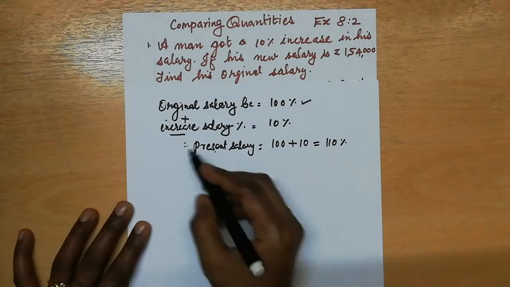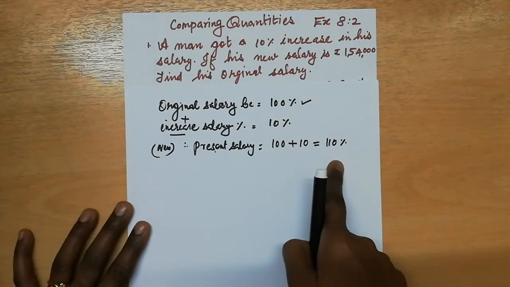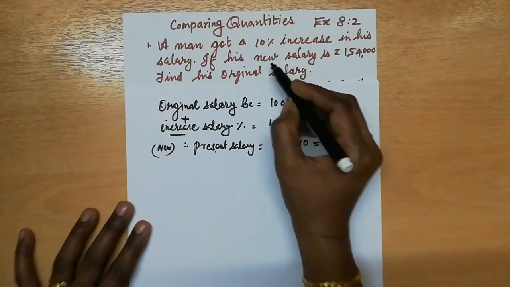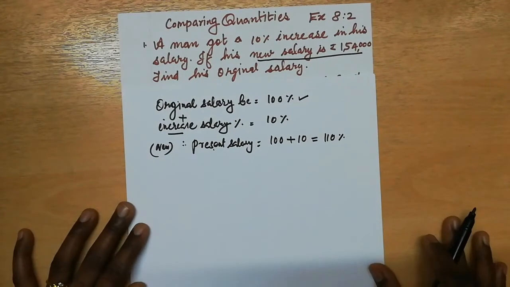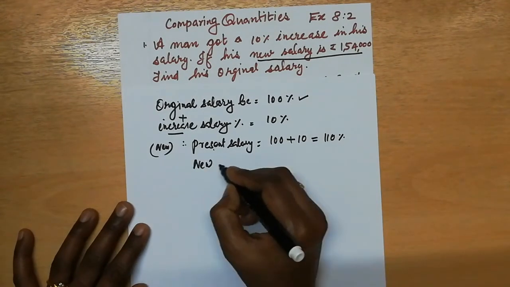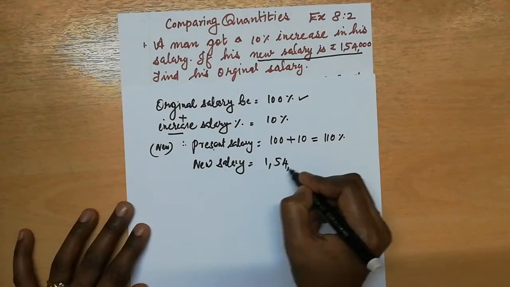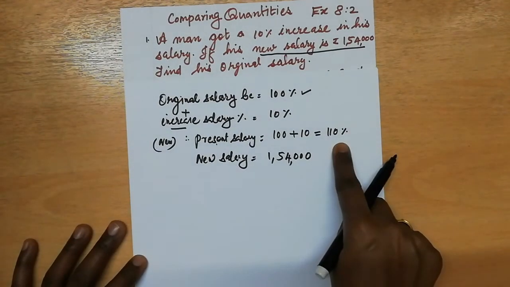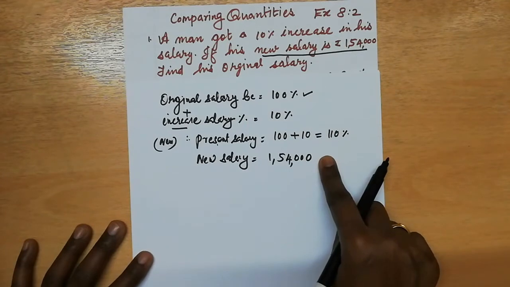So in this question again we will read: if his new salary is rupees 1,54,000, that is the present salary, meaning his new salary. New salary percentage is 110%, we got that. Here they have given that his new salary is rupees 1,54,000. We can write like that: new salary is 1,54,000. That means 110% is 1,54,000. Clear?